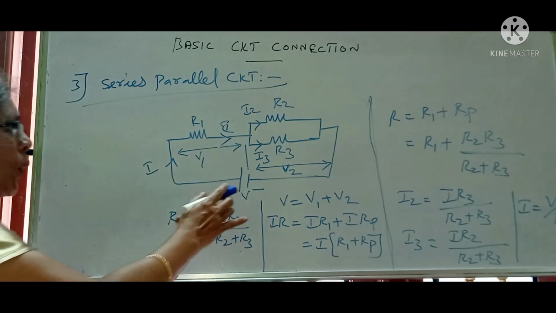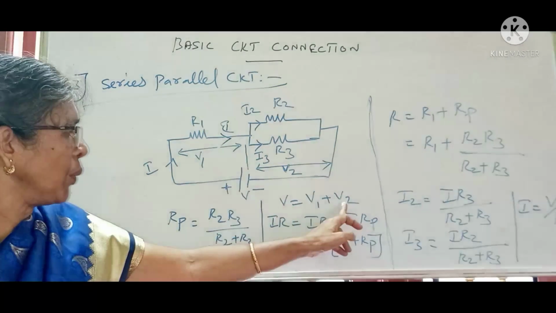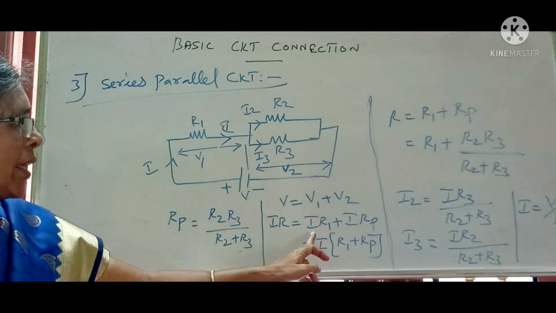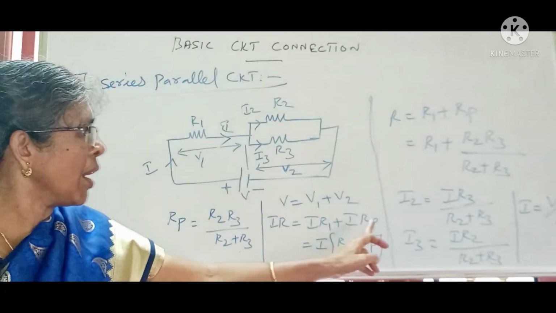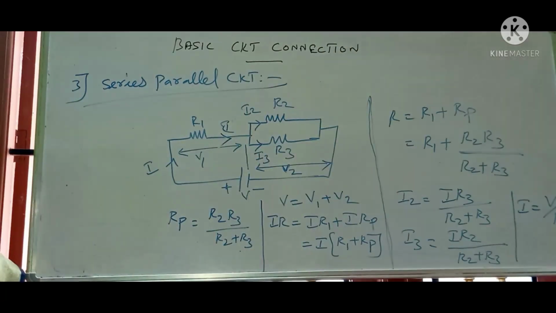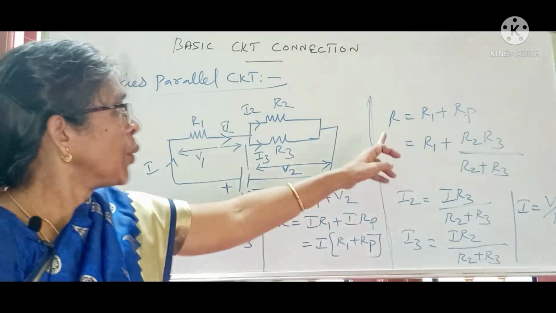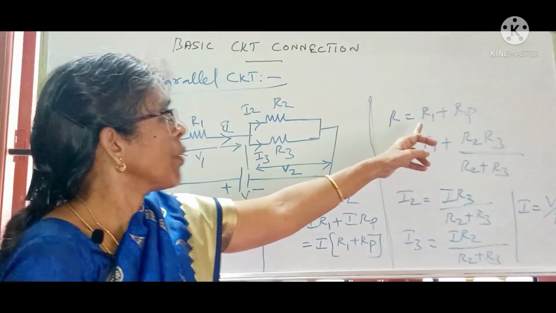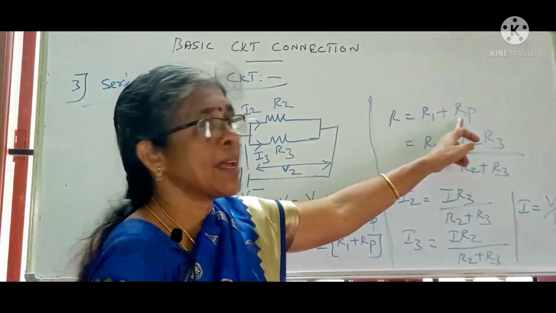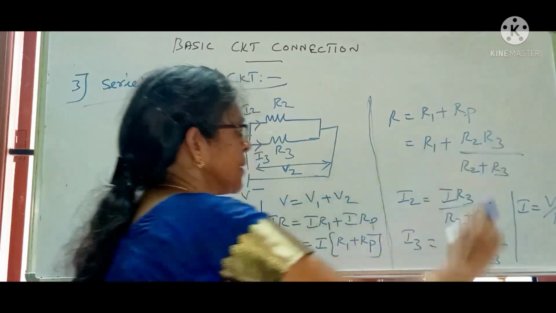Then the total voltage V equals the divided voltages V1 plus V2. According to Ohm's law, V equals IR, so V1 equals I into R1 and V2 equals I into Rp. So here is the parallel combination of the resistor connection. Then the total resistor R equals R1 plus Rp. R1 is the series resistor, and Rp is the parallel combination resistor, so Rp equals R2 R3 divided by R2 plus R3.